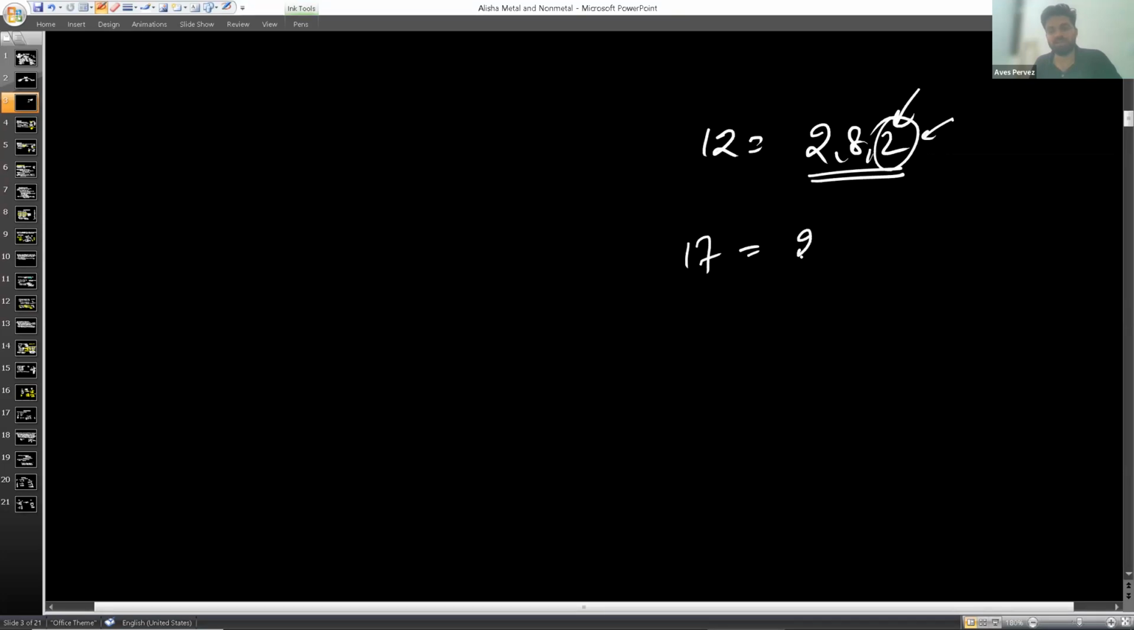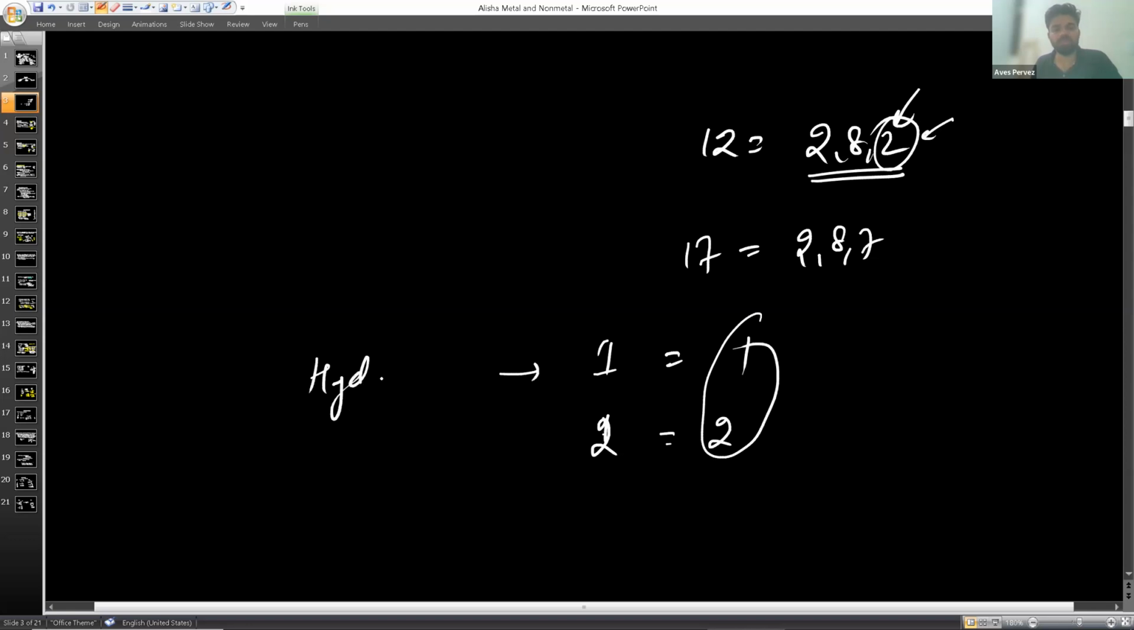Like for example, atomic number 17, 2, 8, 7. Hydrogen has 1 electron, atomic number 1, so electronic configuration 1. Helium has atomic number 2. Other elements, except hydrogen and helium, which are not metals, if they have 1 or 2 or 3 electrons in their outermost shell, will be considered metals. And if they have 4, 5, 6, and 7 electrons in their outermost shell, they will be considered non-metals. Understood?